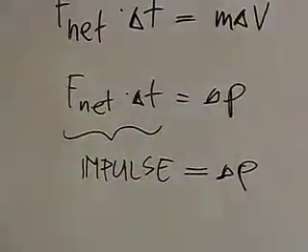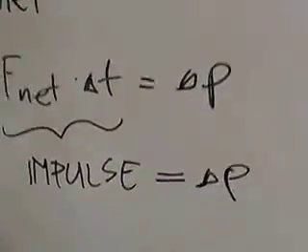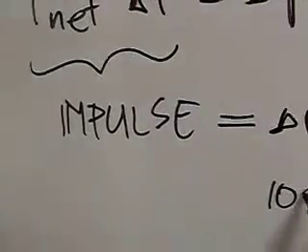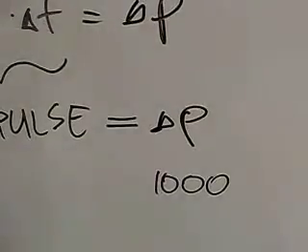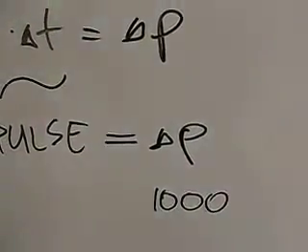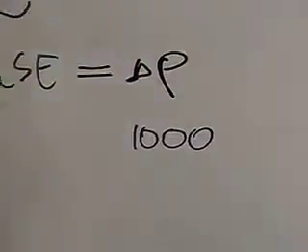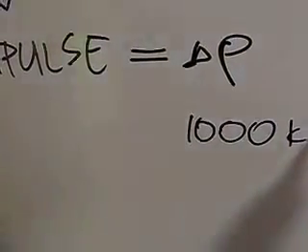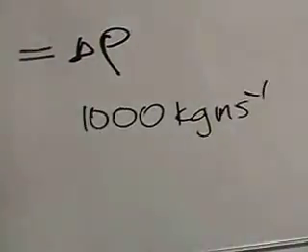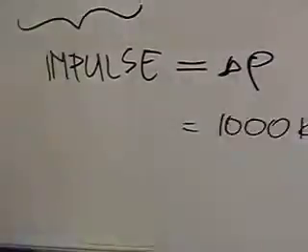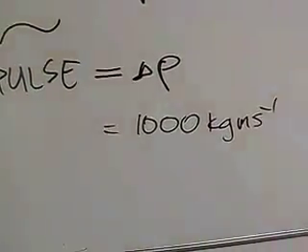So let's say I want to change the momentum of an object a lot. Let's say I want to change the momentum of the object by 1,000 kilograms meters per second. Those will be the units of momentum. So momentum is mass times velocity, so kilograms times meters per second is the unit of momentum. So let's say I want to change momentum by 1,000 kilograms meters per second.